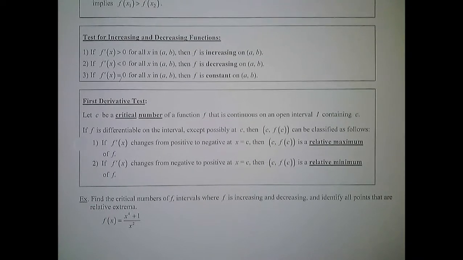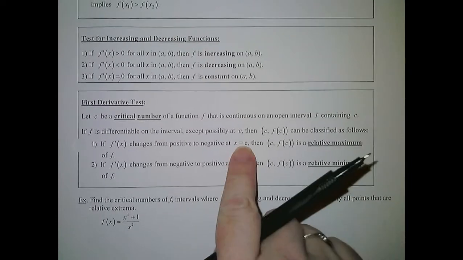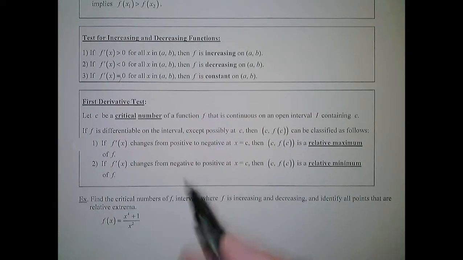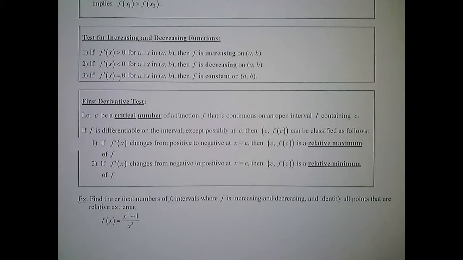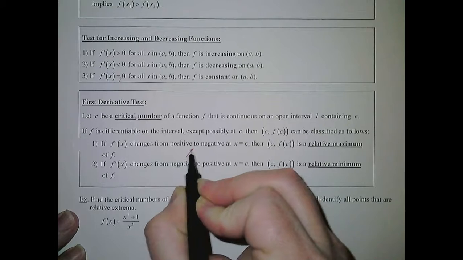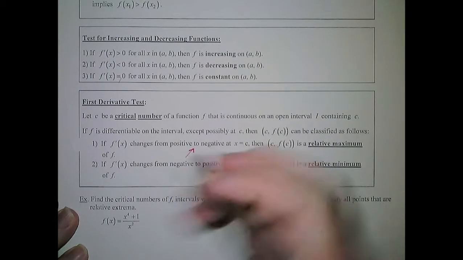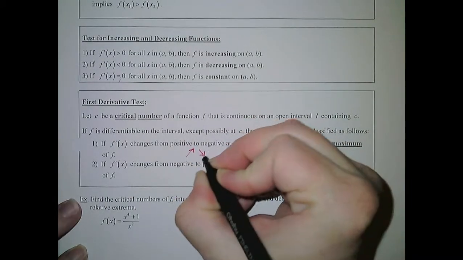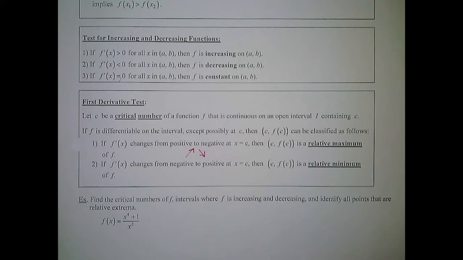If at that critical number c, the first derivative changes from being positive to negative, then we can say that there is a relative maximum at that point. In other words, if the derivative changes from being positive, then the function was increasing, to negative, then the function is decreasing, then that must mean we have some high point there on the graph. Therefore, we have a relative maximum.